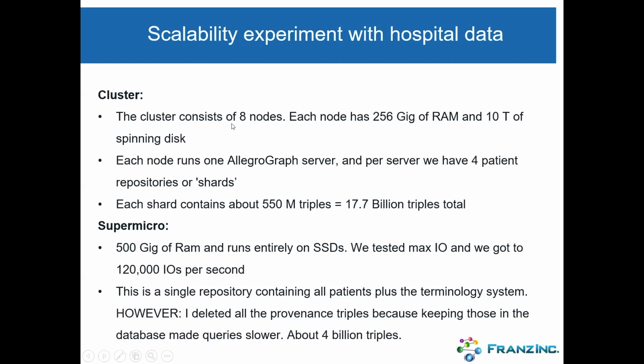This is one part of the experiment, and then we had a very fast machine, a Supermicro with 500 gig of RAM, running entirely on fast SSDs. There we had a single repository containing all patients plus the terminology system. However, we never could do 17 billion triples on that one machine, so we deleted all the provenance triples, leaving us with about 4 billion triples for the patient data that we needed for our queries. So it's a little bit unfair, since the cluster had to deal with many more triples than the fast machine had.